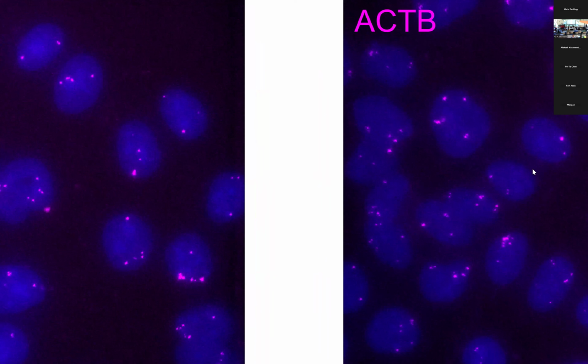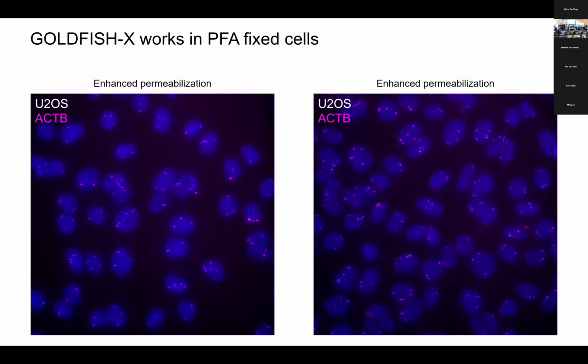Right. But what's your ground truth here? How many copies of the locus do you have? This is a very good point. So for beta-actin, it's actually pretty crazy. This is U2OS. We actually did some statistics. I think the mean is like 5, 6. So this is again one of the cancer cells.